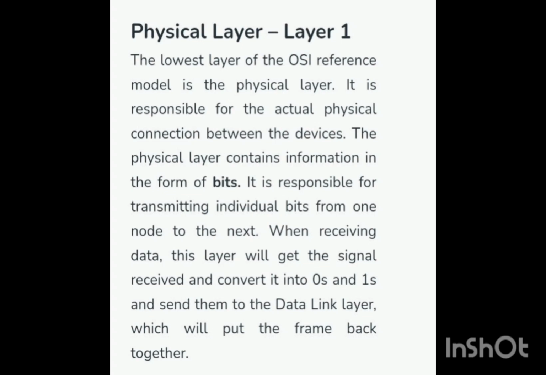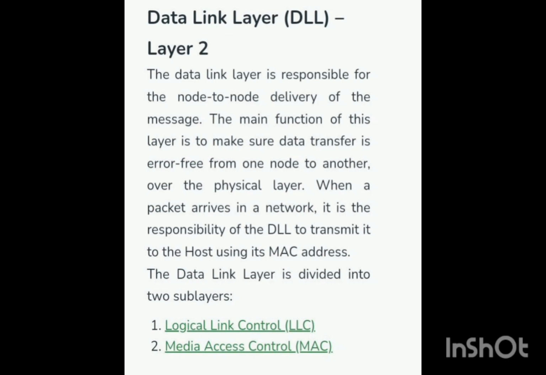Next we will see the second layer, the data link layer, layer 2. The data link layer is responsible for the node to node delivery of the message. The main function of this layer is to make sure data transfer is error free from one node to another over the physical layer. When a packet arrives in a network, it is the responsibility of the DLL to transmit it to the host using its MAC address.